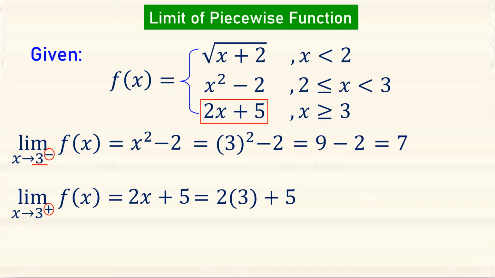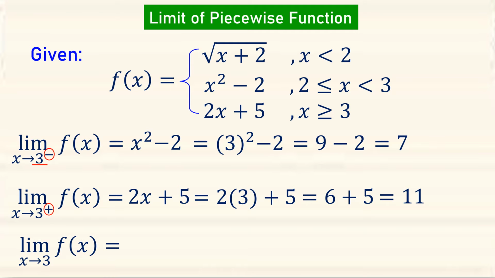So 2 times 3 plus 5 is equal to 6 plus 5, and it is equal to 11. Then we are going to determine the limit of f of x as x approaches 3. So here we are not going to solve, but we are going to analyze the limits from the left and from the right. Since we have 7 in here and 11 in here, they are not equal. So we are going to conclude that it does not exist.